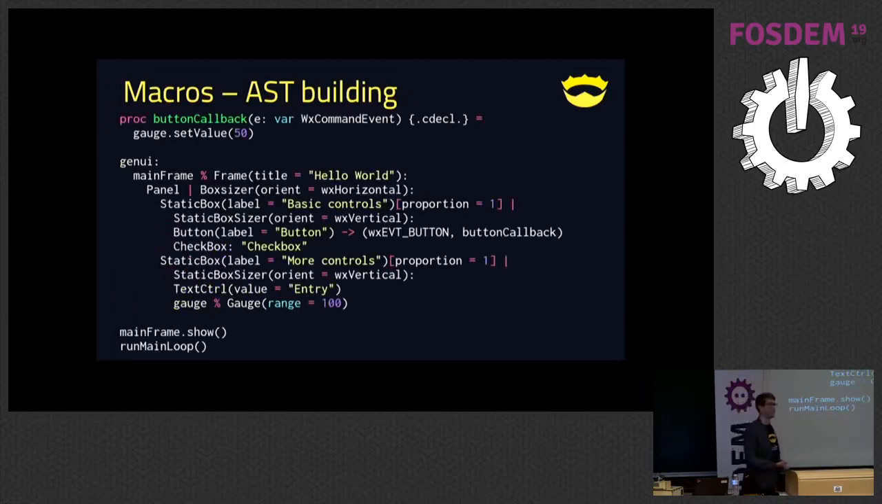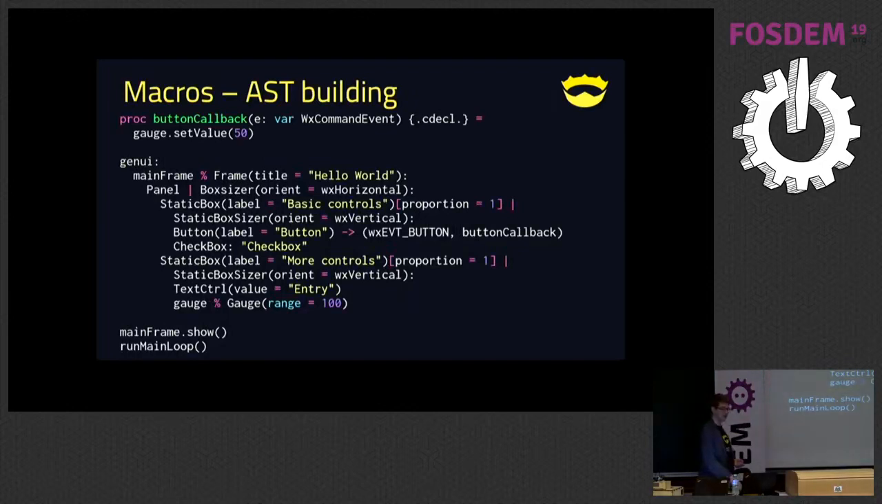A more complicated example, which is actually one of my first projects using macros. This is a macro that generates a user interface for VX widgets. And here you can see I'm using the hierarchical structure of an indented language. So we have two static boxes. They are in a box sizer that is horizontally laid out. The items are vertically laid out. We can see we have buttons, we have checkboxes, and we don't really name anything. We name the gauge because we use it in the callback, and we name the mainframe to be able to show it.